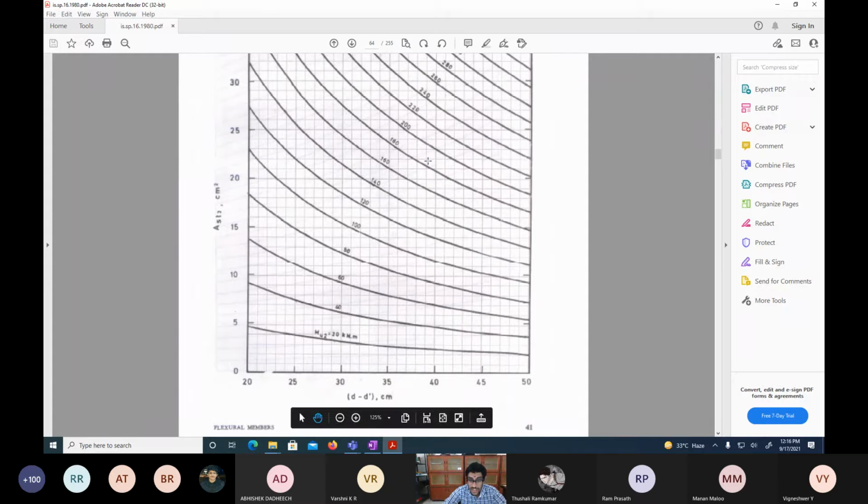So let me say this 169 means approximately 170. So this is the point that I am looking at. And I see corresponding to this, what is the AST2 that you see corresponding to that point? I kept it midway between 160 and 180, which is close to 170. And I've kept it at 40 centimeters D minus D dash. So what do you see for AST2?